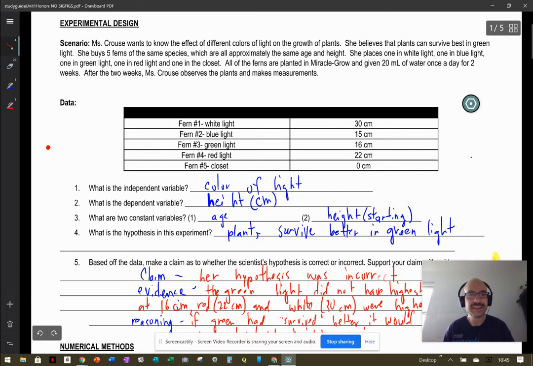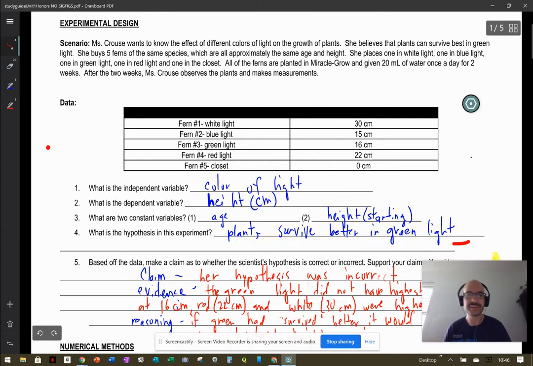The kind of light. The dependent variable, what we're going to be checking to see if it changes, is the height. Two constants that we were told were age and height, approximately the same age and height. You could have put other ones, like the temperature should be kept the same. There are so many different ones that could be chosen. I just chose one straight from the text, so the starting height and the same age of the plants, because you don't want to compare a really old plant to a really young plant, because that's not comparing the same variables. And what's the hypothesis?